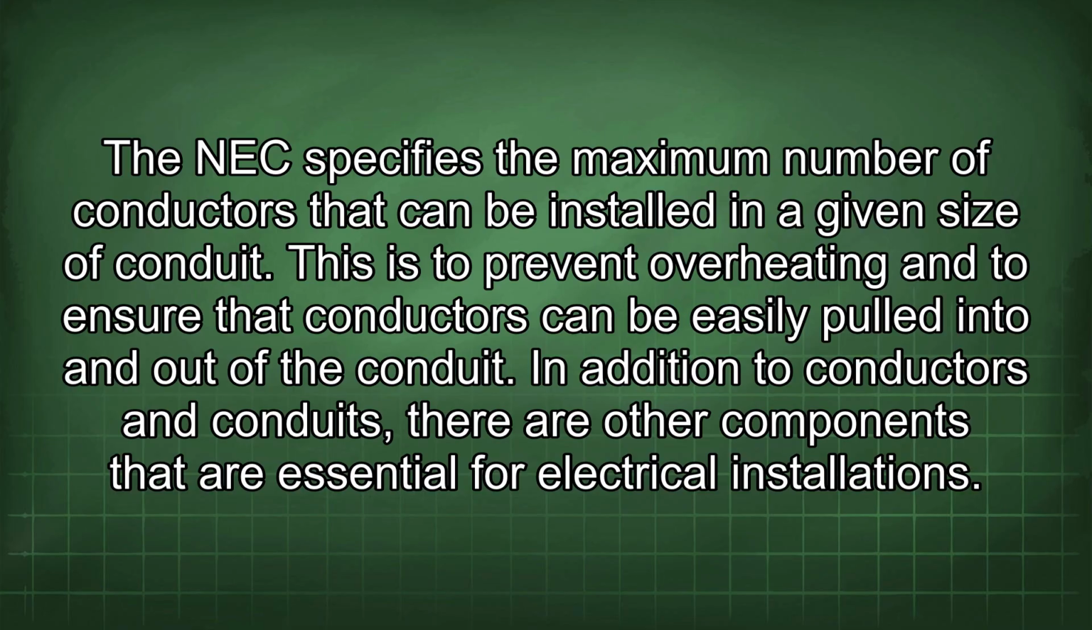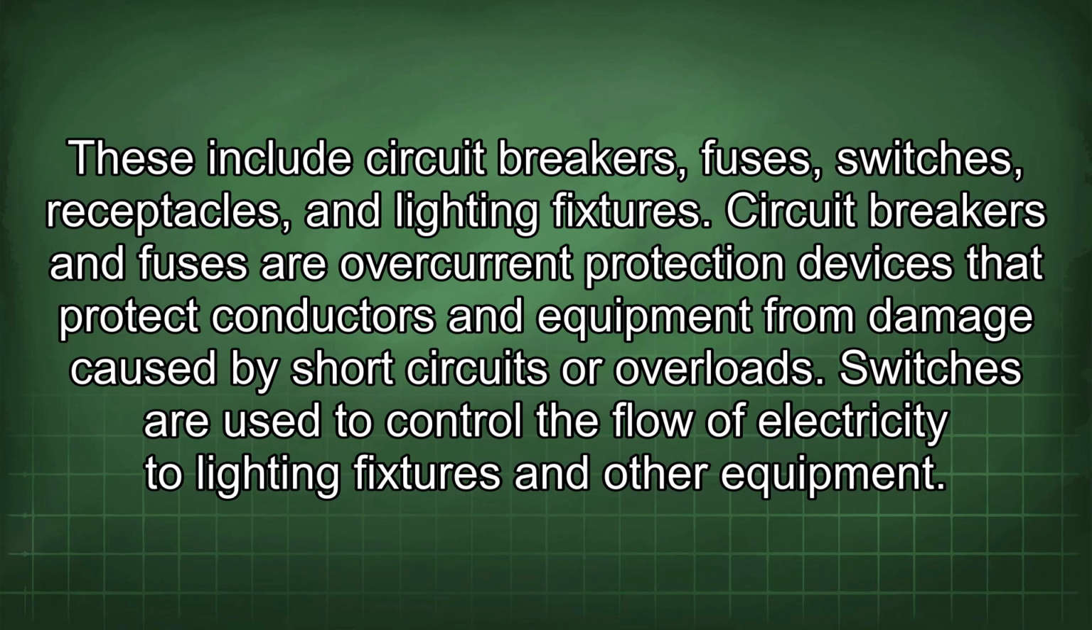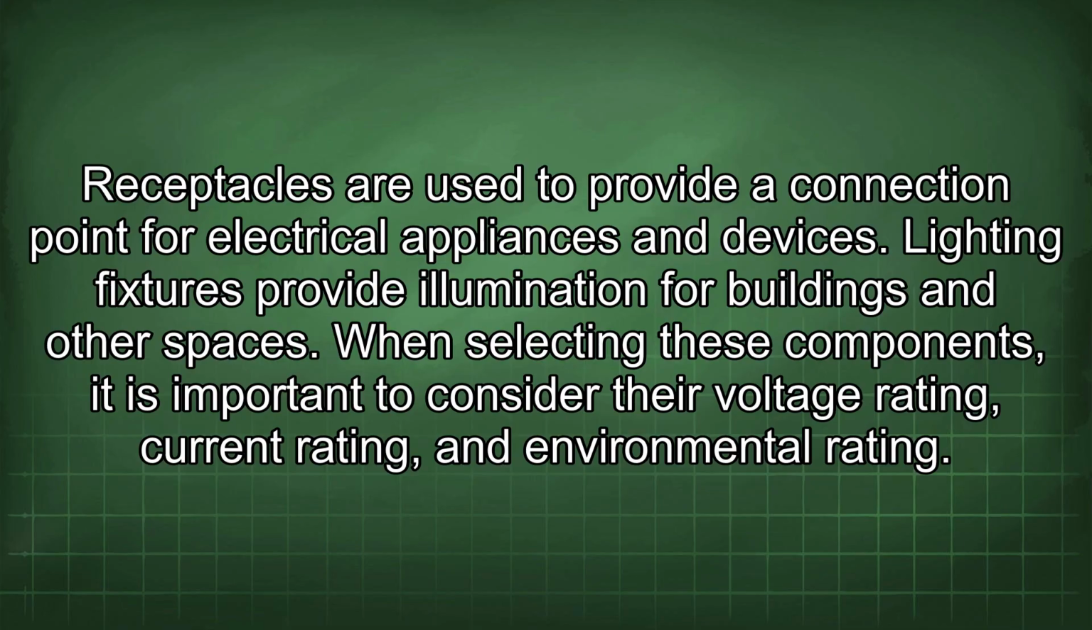In addition to conductors and conduits, there are other components that are essential for electrical installations. These include circuit breakers, fuses, switches, receptacles, and lighting fixtures. Circuit breakers and fuses are overcurrent protection devices that protect conductors and equipment from damage caused by short circuits or overloads. Switches are used to control the flow of electricity to lighting fixtures and other equipment. Receptacles are used to provide a connection point for electrical appliances and devices. Lighting fixtures provide illumination for buildings and other spaces.